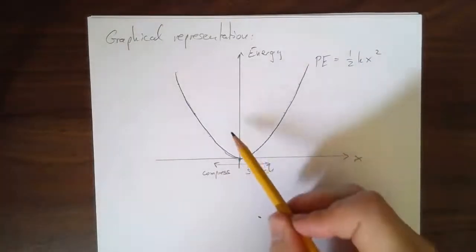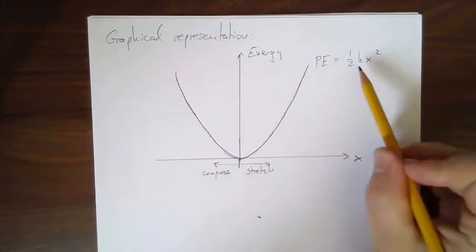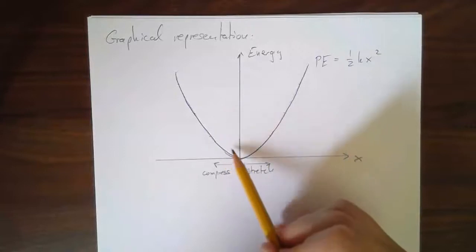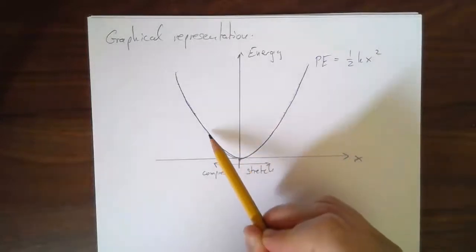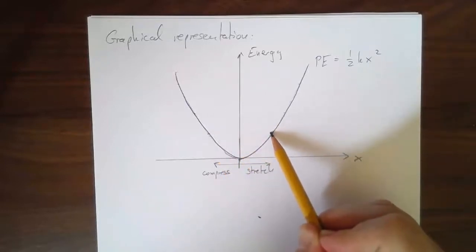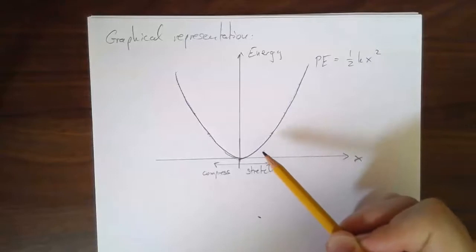Now what you notice right away, that you maybe have noticed already just by looking at the algebraic expression, is that if I compress the spring by a certain distance, the potential energy stored in it is the same as if I had stretched my spring by that same distance.